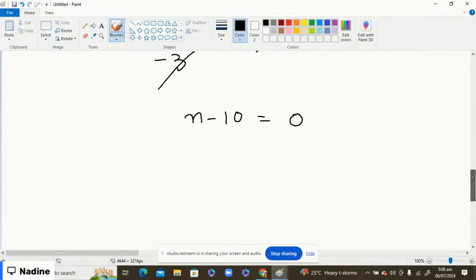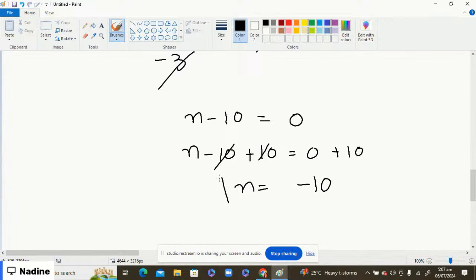Now what we do here is n minus 10, you add 10 on both sides. So 0 plus 10, this cancels. What is the value of n? When 0 is added or subtracted, that number is left. So n equals minus 10 is your answer.